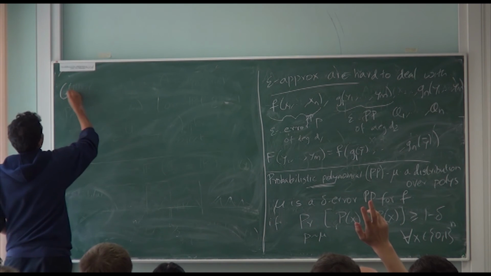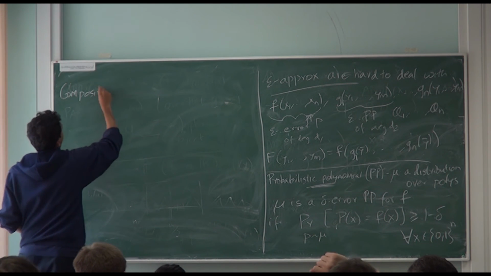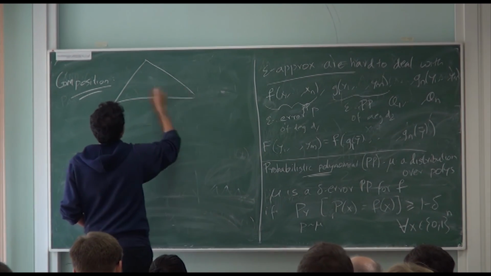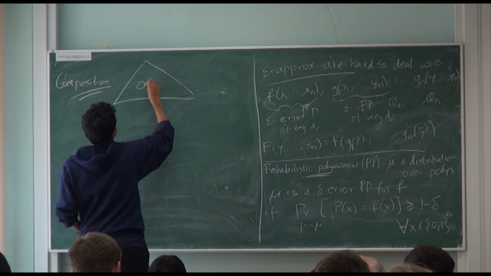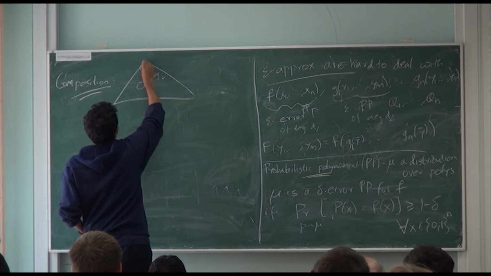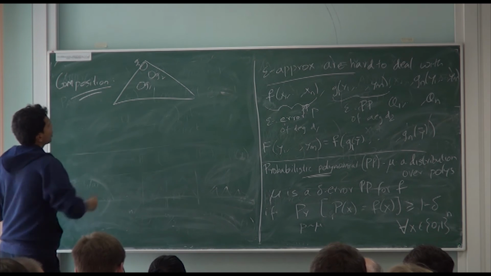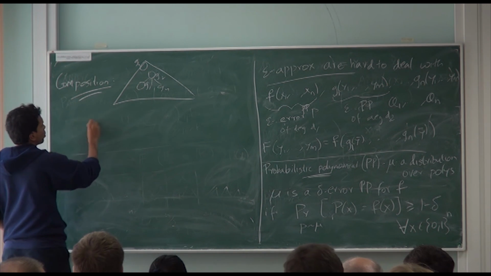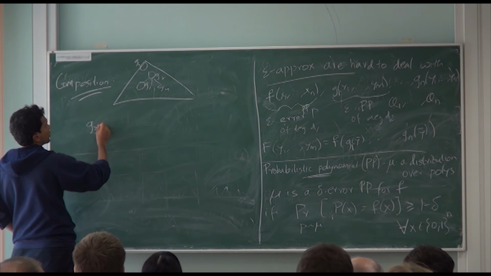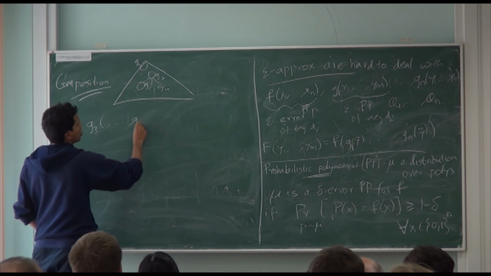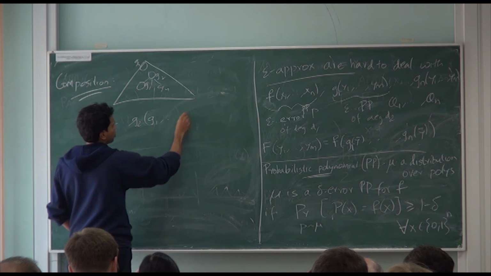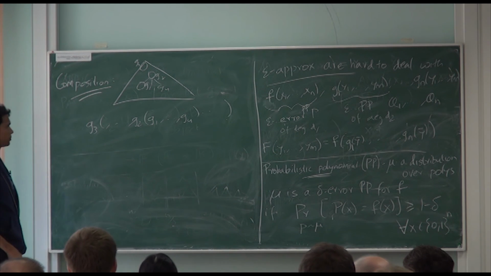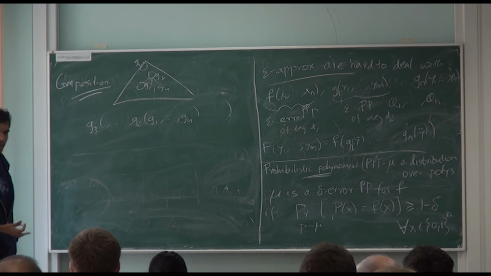So, composition. Now I have my circuit. It's got some gate, maybe G1, the gate G2, and the gate G3, and maybe a G4. So my circuit, if I write it as a composition of functions, is going to look something like G3 of G2, inside which there's a G1 of G4, etc. G stands for gates here. Now I approximate each of these gates by a low degree polynomial.